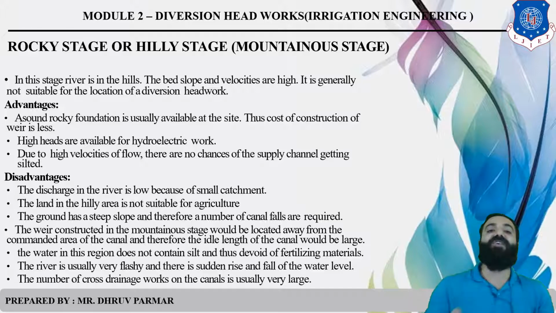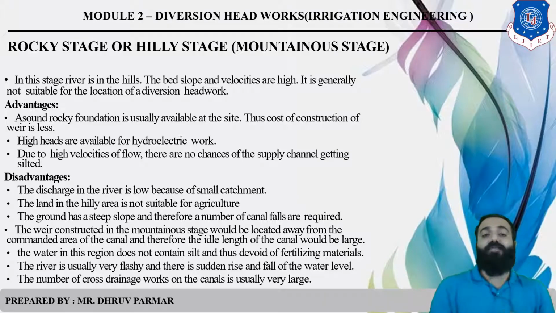Clear? Discharge is low because the catchment area is small, which means a small watershed. Clear? The land at that stage will be hilly, on the mountain side, so obviously the agricultural land is less, which is not beneficial for us to construct a diversion headwork. And the ground has a very high or steep slope, so obviously different types of structures are required to dissipate the energy. Clear?